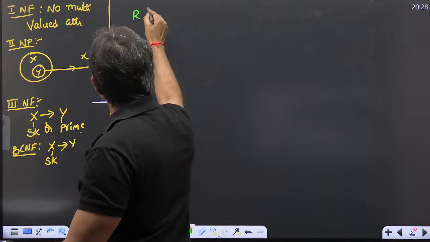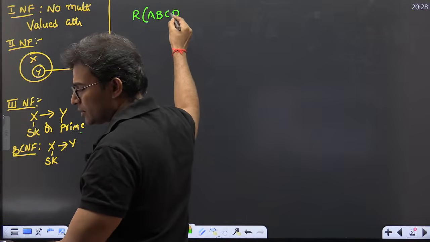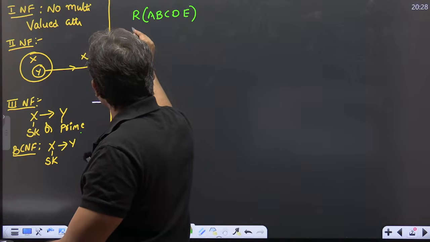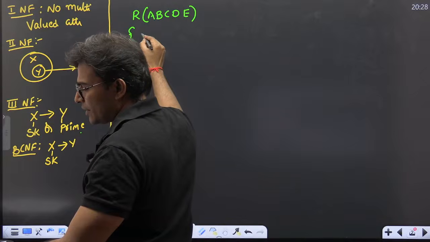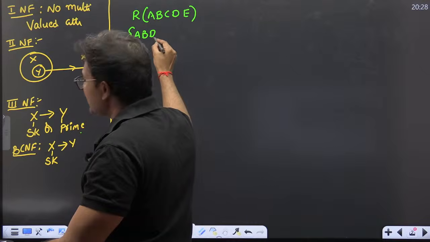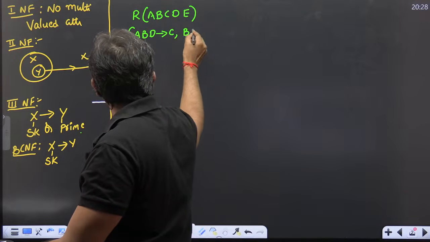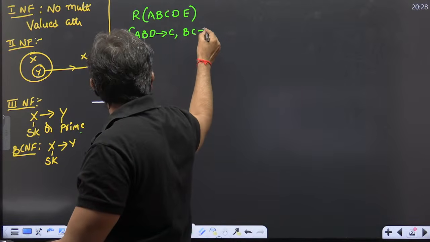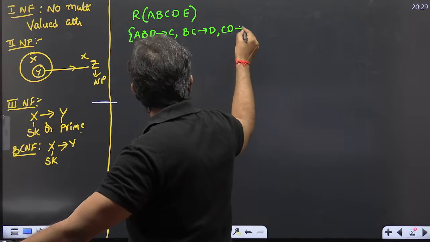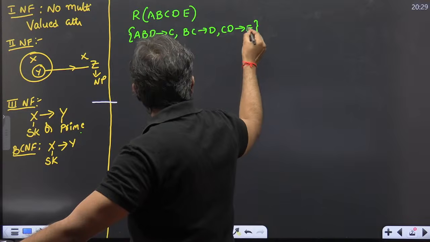There is a relation R with attributes A, B, C, D, E, and the functional dependency set is: A, B, D determines C, then B, C determines D, and then C, D determines E. Simple question. This is a GATE question.